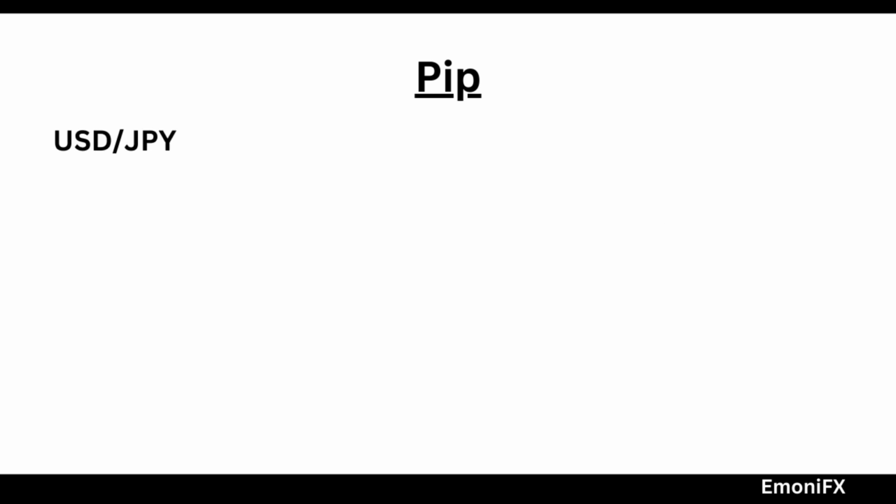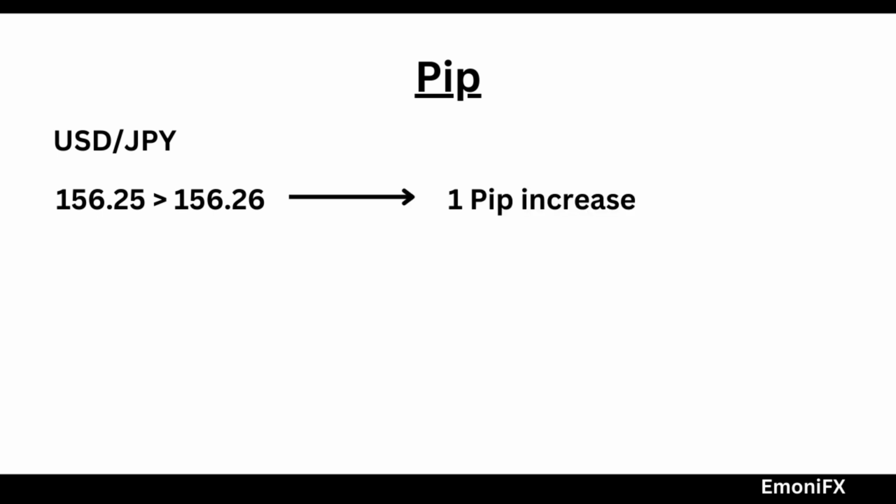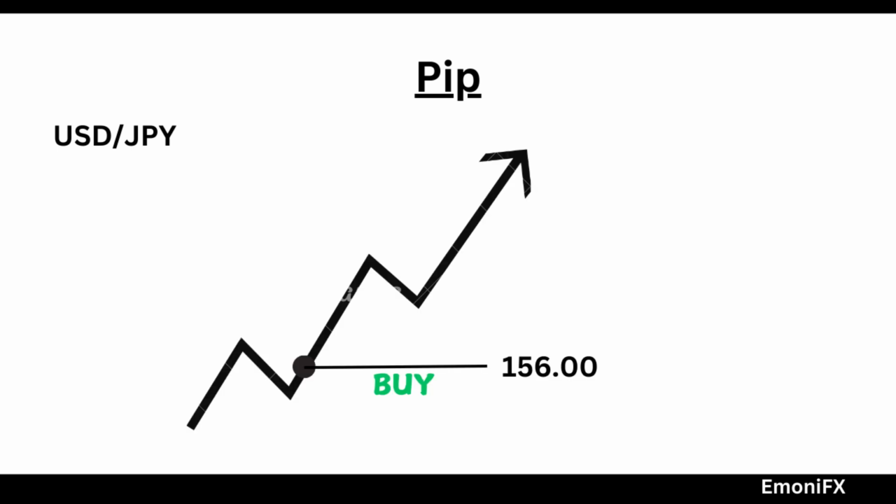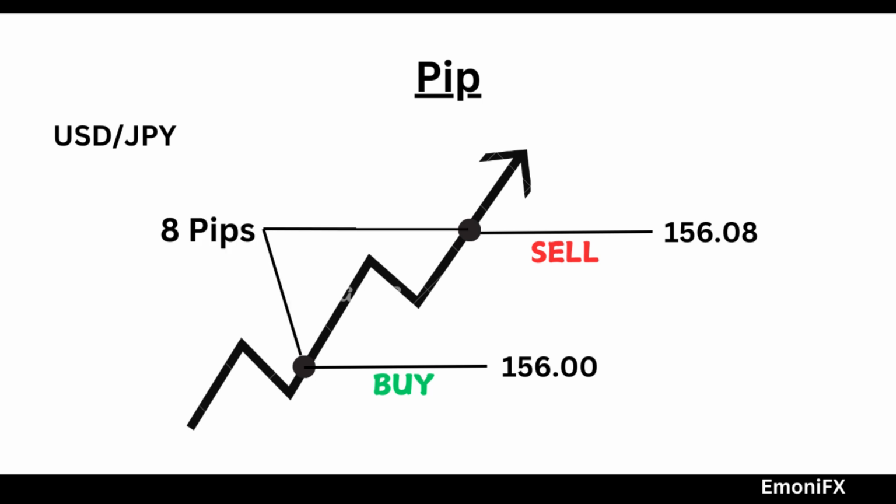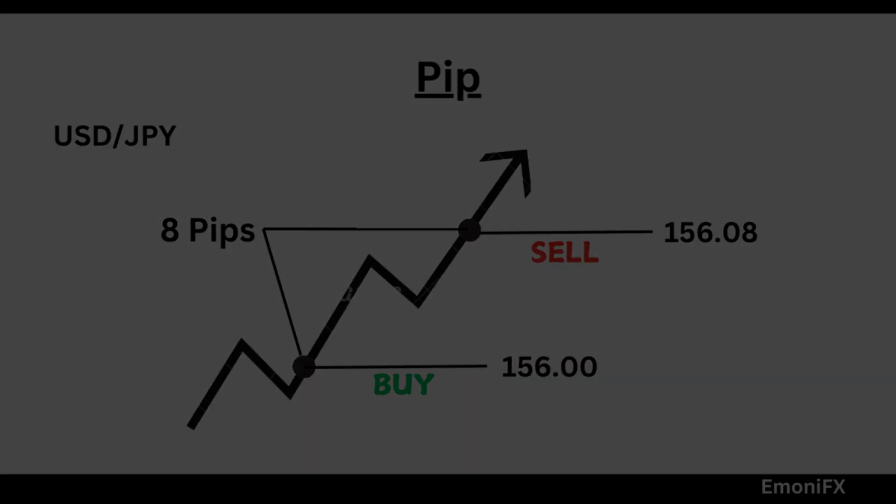Now let's take a look at the USD-JPY currency pair. A move of 156.25 to 156.26 will be a single pip move. Now say you decide to enter a buy position on the USD-JPY and the price increased from 156.00 to 156.08. This means that the market has moved by 8 pips and your position will be showing a profit. It's very simple.